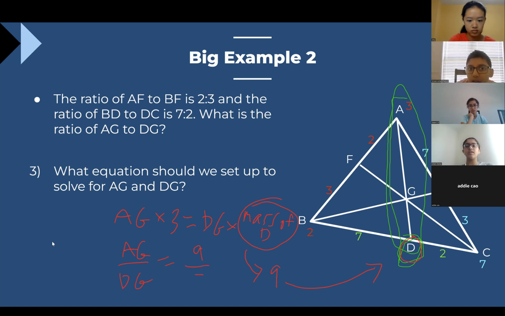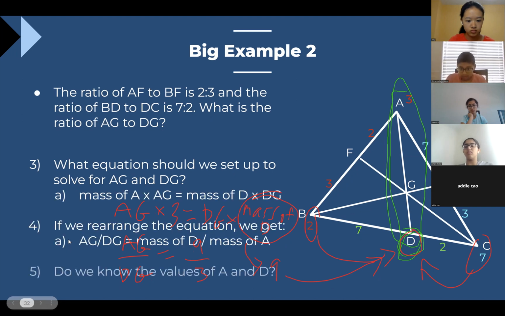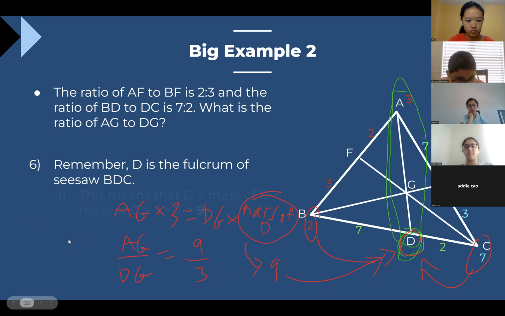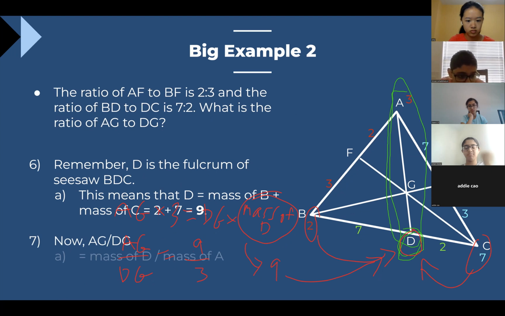We already know the mass of A is 3, right? And you all said the mass of D is 9, which is correct. So now we have 9 divided by 3, which will be our answer. So the ratio of AG to DG is 3, or 3 to 1. Good job, everyone.